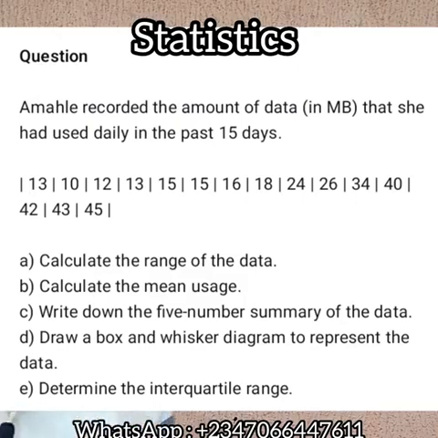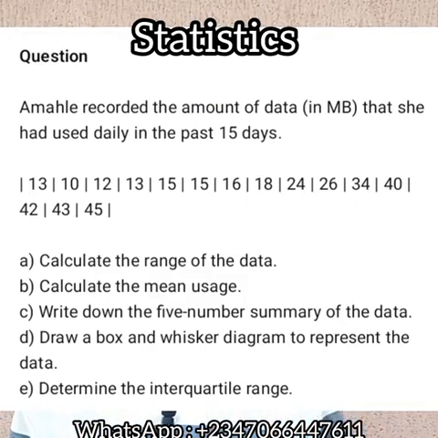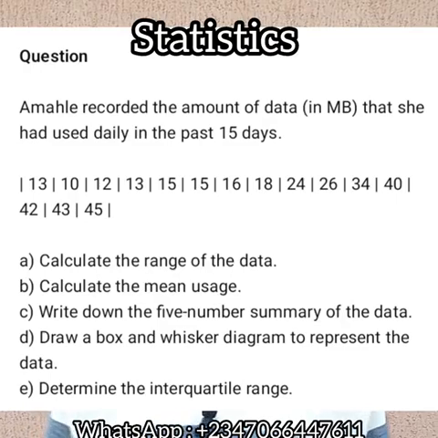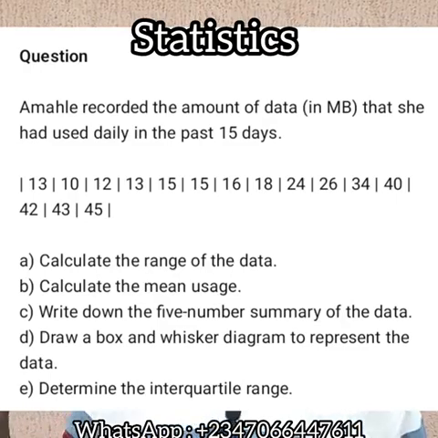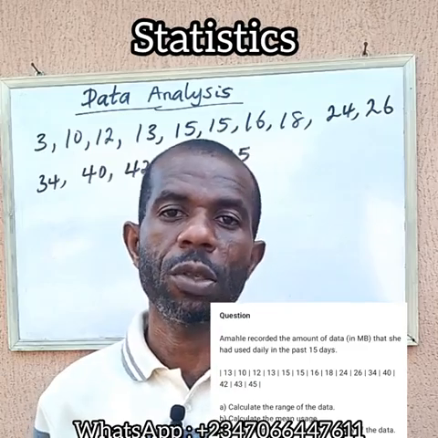Now, the question says, A, calculate the range of the data. B, calculate the mean data usage. C, write down the 5-number summary of the data. Then D says draw a box and whisker diagram to represent the data. Then E, determine the interquartile range. So we are asked to provide the whole of this using this data. So one thing I want you to understand, you must calm down to analyze every question, every information.